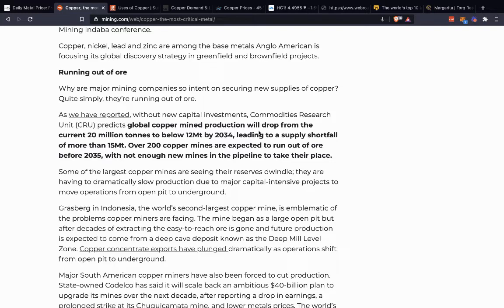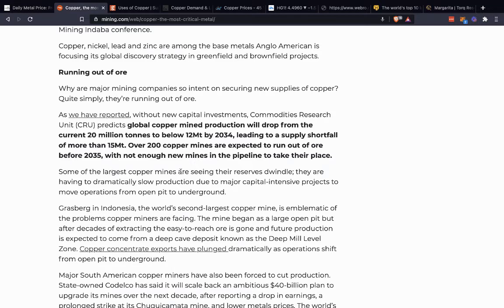So why are major mining companies so intent on securing new supplies of copper? Quite simply, they're running out of ore. As we've reported, without new capital investments, Commodities Research Unit, CRU, predicts global copper mined production will drop from the current 20 million tons to below 12 MT by 2034, leading to a supply shortfall of more than 15 MT. Over 200 copper mines are expected to run out of ore before 2035, with not enough new mines in the pipeline to take their place.